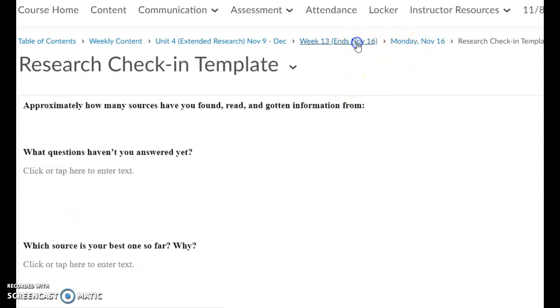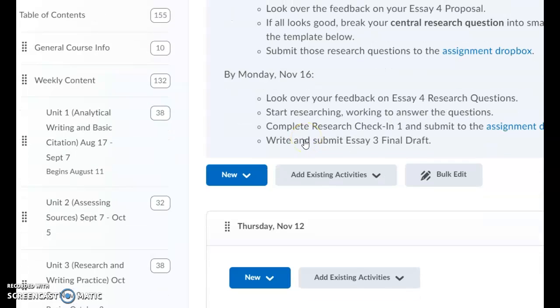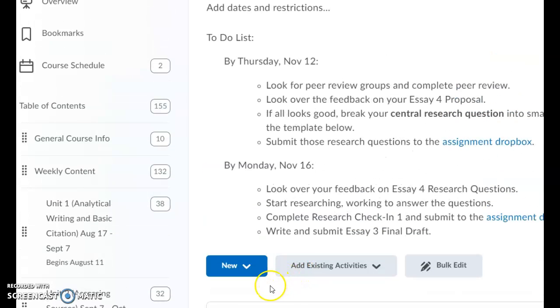So that is going to be due on Monday, sort of the beginning of research. So start researching as soon as you get feedback on your Essay 4 research questions. I'll be trying to get that back on Thursday or Friday as well, okay? And then final draft of Essay 3 as well on Monday. So it'll be a busy week, but I think we've got this in hand. If you've got any questions along the way, don't hesitate to let me know.